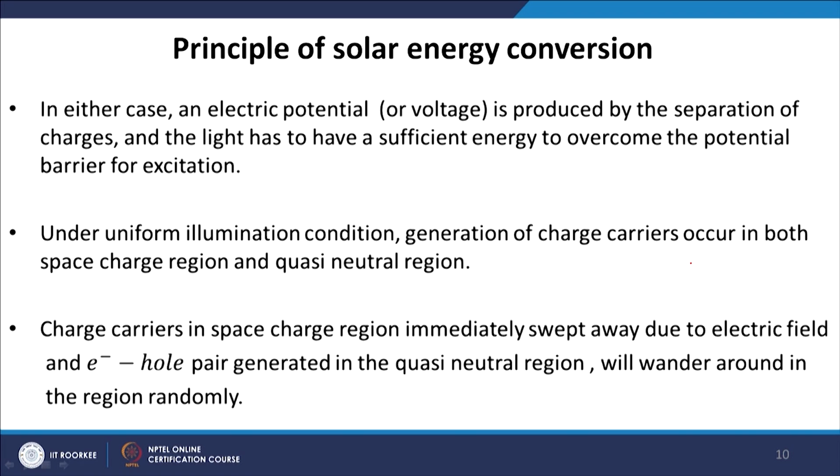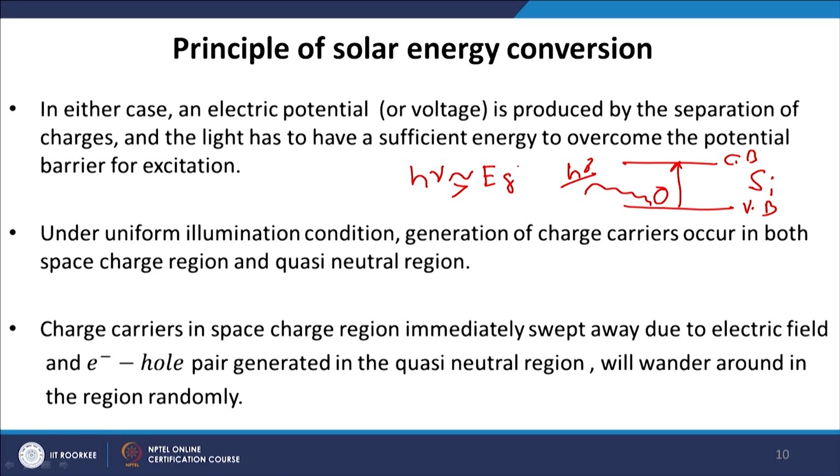What does it mean? Let us say we have an arbitrary material, silicon. This is the valence band and this is the conduction band of the silicon. When light falls on this material, electrons will absorb the energy h nu, an amount sufficient to bring the electron from the valence band to the conduction band, so the energy h nu should be equal to or slightly greater than the band gap energy Eg. So, the energy of the incident light has to be sufficient to overcome the potential barrier of the excitation.